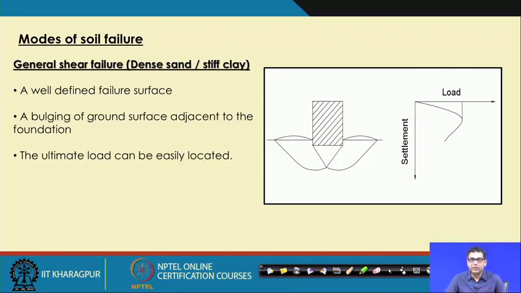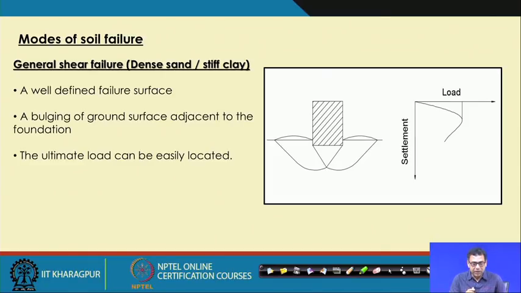So, there are different modes of shear failure. There are basically three modes of shear failure: the general shear failure, local shear failure, and the punching shear failure. So, the first one is the general shear failure. What is general shear failure?